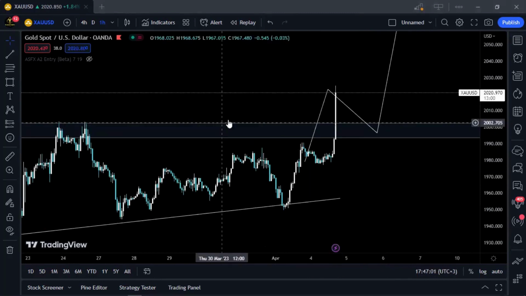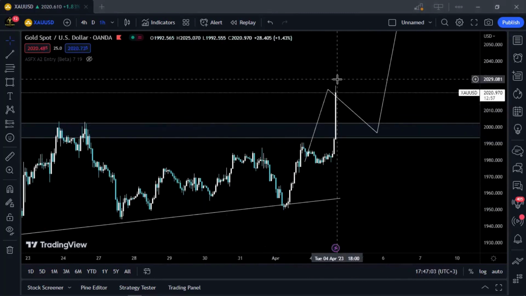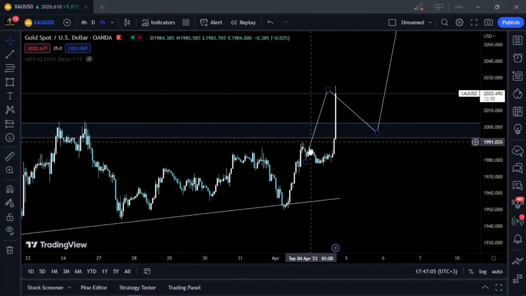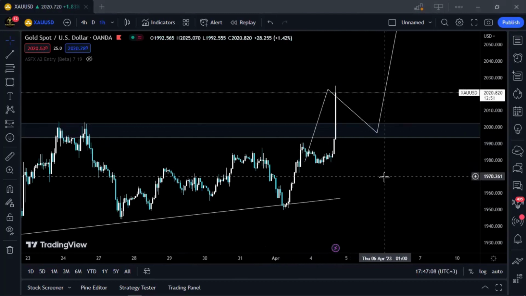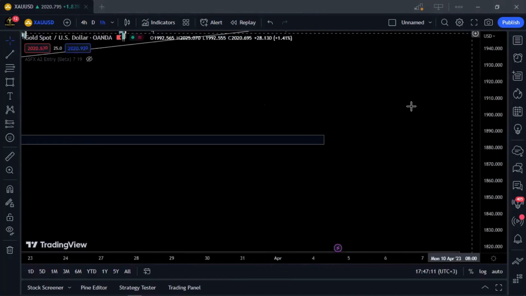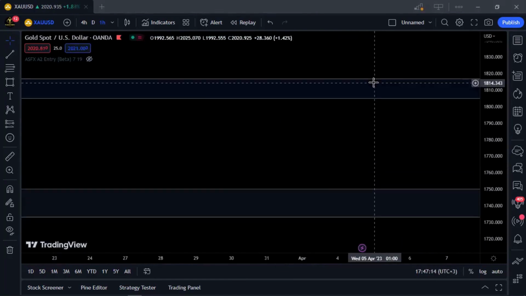Cool. By the way, this in front of you is gold. We were anticipating to see prices break off. Now we'll be waiting for this retest before we take an entry. So let's dive right into this thing.